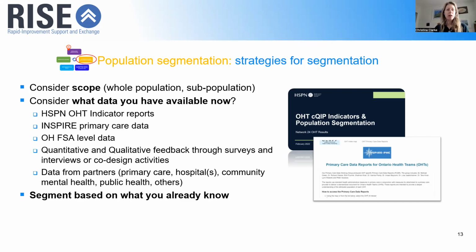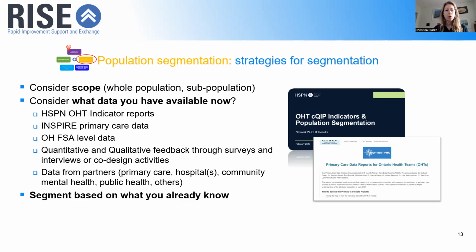Also, think about what data you have available now. We talked a little bit about some of those sources. I think Christina Saudi is going to speak a little bit more, but there's been a lot of data reports that have been shared. The HSPN OHT indicator report. There's also the HSPN segmentation reports, which are being shared this month. And then we have the Inspire primary care data reports, which are available. And I know OHTs have access to the OHFSA postal code level data.